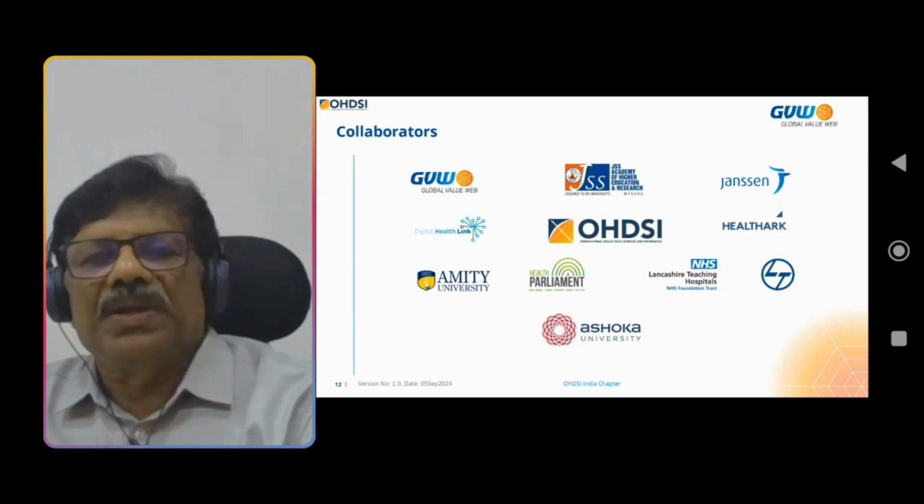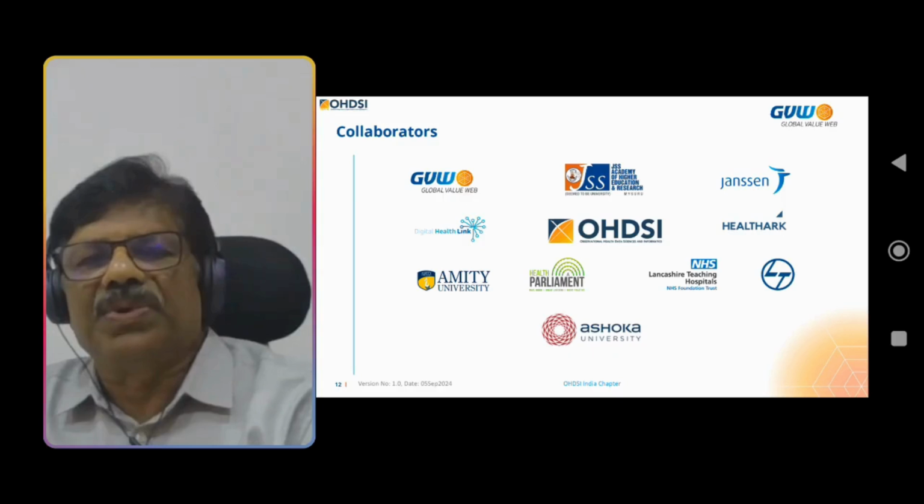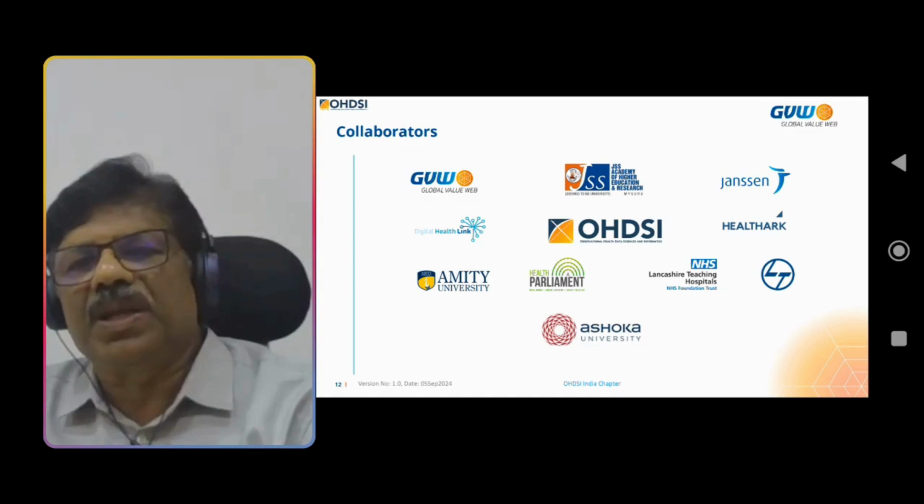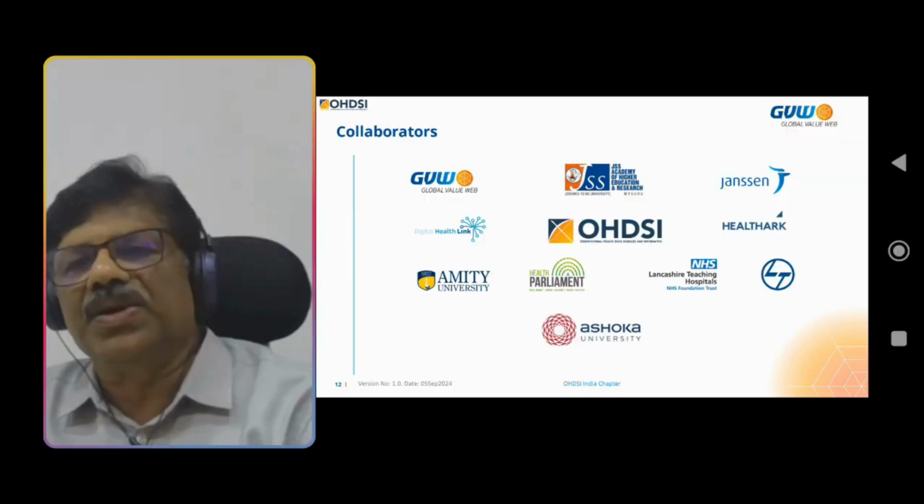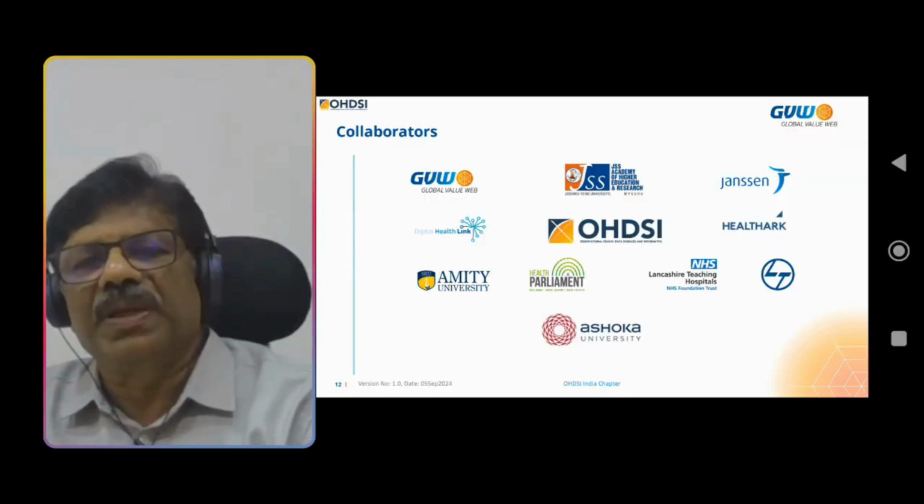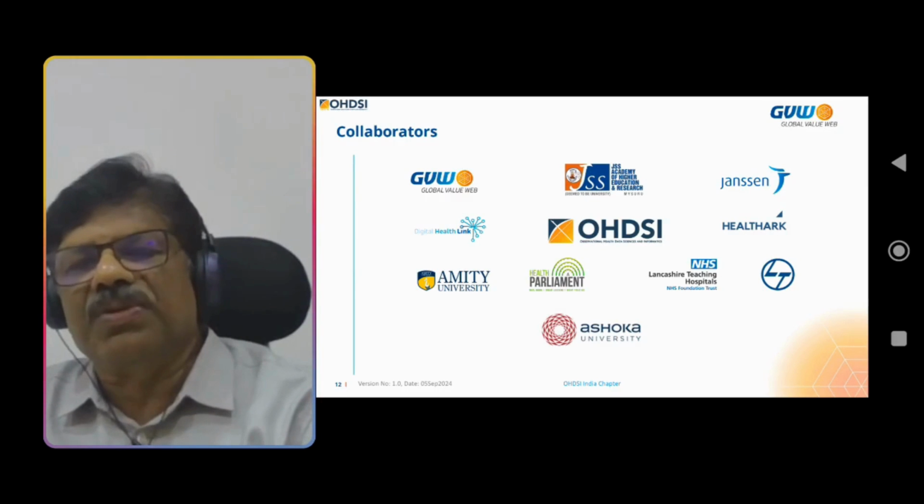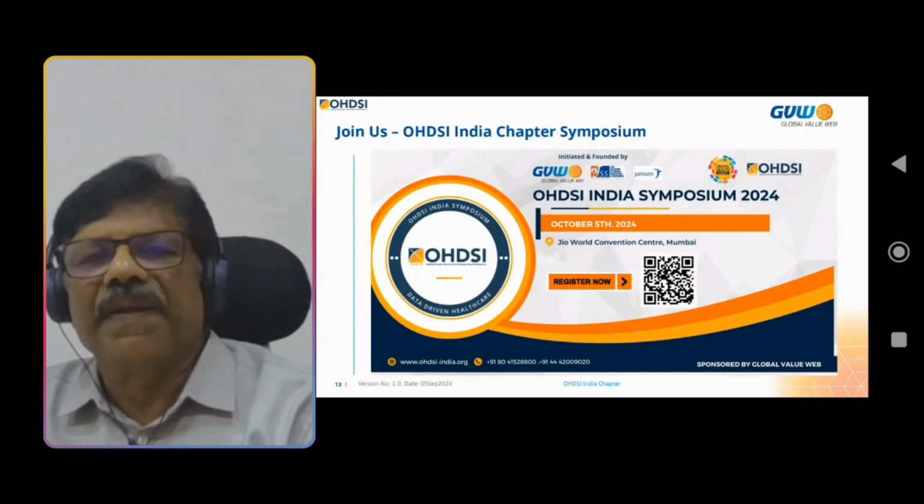So, current collaborators, as you see, include Janssen, GWJSS, Healthcare, of course, and a couple of universities, Health Parliament, L&T and Lancashire Hospital as well. And we are also working with a couple of other hospitals that are not mentioned here. Arvind Eye Hospital, for example, is also one of our partners currently.